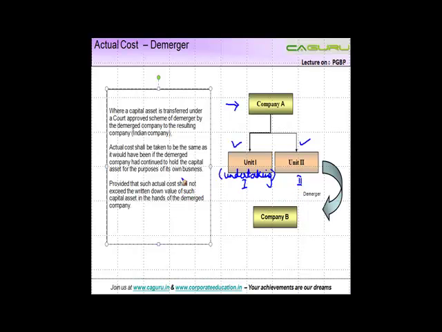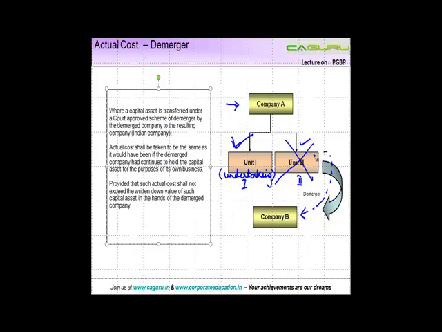Now what happens in this case is, suppose company A decides that this is the business where I want to remain and this I want to transfer out. So what it does is that it will transfer this unit under a court scheme to another company. And this company can thereafter continue to carry on the business which was hitherto carried on by unit 2.